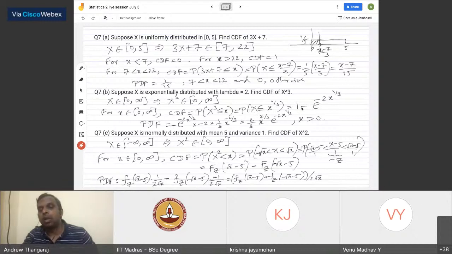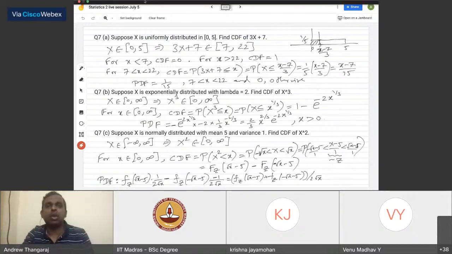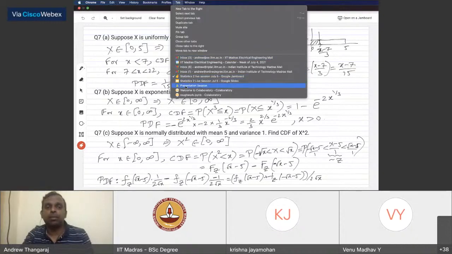Okay, and that is 1 minus e power minus 2 x power 1 by 3. So that's the CDF. Okay, the PDF involves a derivative. We can ignore that. Let's move to the next question.